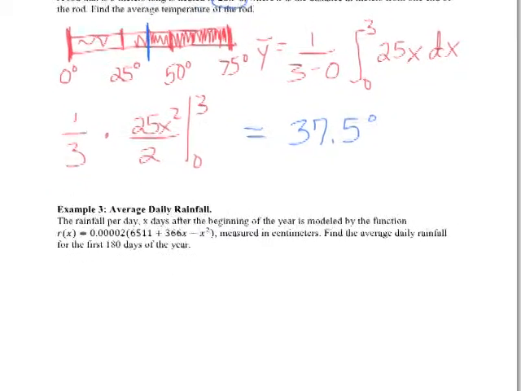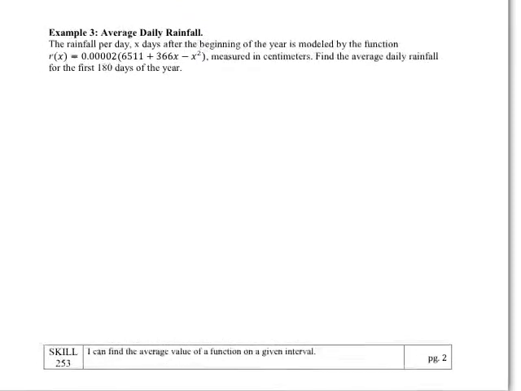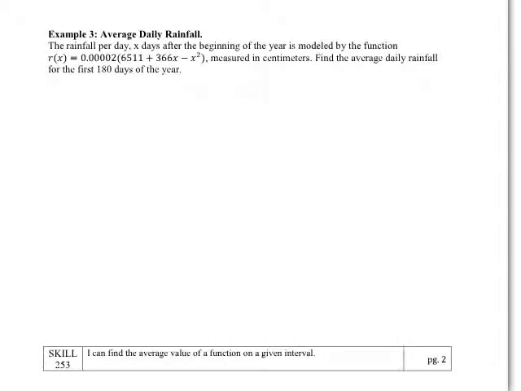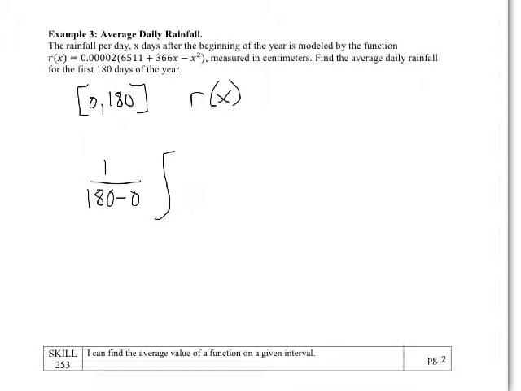All right, a more sensical one is average daily rainfall. The rainfall per day after the beginning of the year is modeled by the function r of x equals some expression, measured in centimeters. Find the average daily rainfall for the first 180 days. So our interval is from 0 to 180, and we have our function r of x. To find the average daily rainfall, we are looking at 1 over 180 minus 0 times the integral of r of x dx, evaluated from 0 to 180.